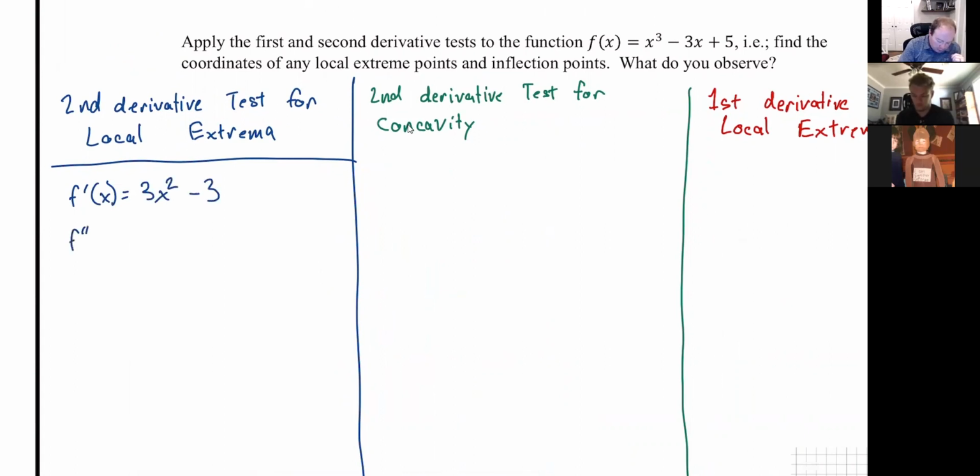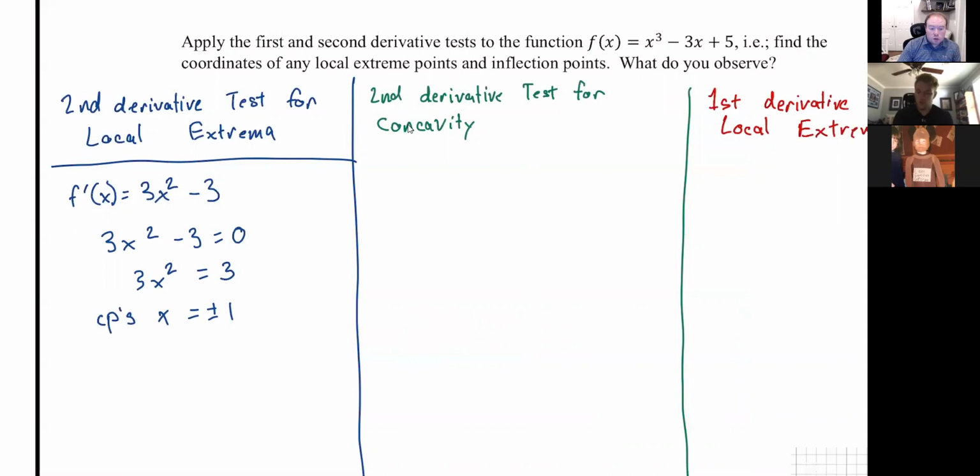F double prime, oh, hold on, I'm going to actually pause right here. Remember, for the second derivative test for local extrema, you do need your critical points. So again, to get your critical points, you just set this equal to 0. You get 3x squared equal to 3, divide by 3, and then take the square root, you get x equals plus or minus 1. All right, so those are my critical points.